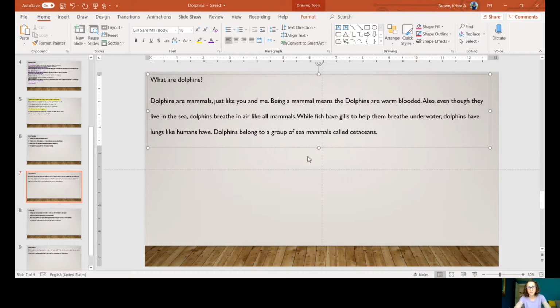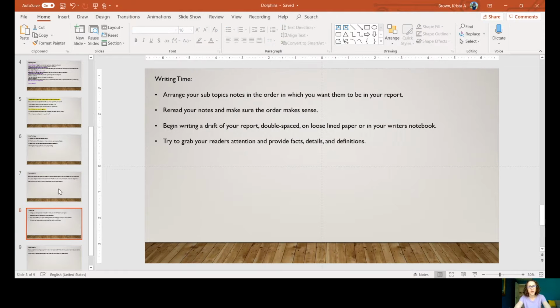So for you today, when you're writing, I want you to do what I had showed you with mine, which is to arrange your subtopic notes in the order that you want them to be in your report. So literally first, second, third, fourth, fifth. Get all of those in the right order. And then reread your notes. Make sure that the order makes sense. After that, begin writing a draft of your report. Double space it, just makes it easier to edit along the way. You can put it on loose lined paper or you can write it in your writer's notebook.